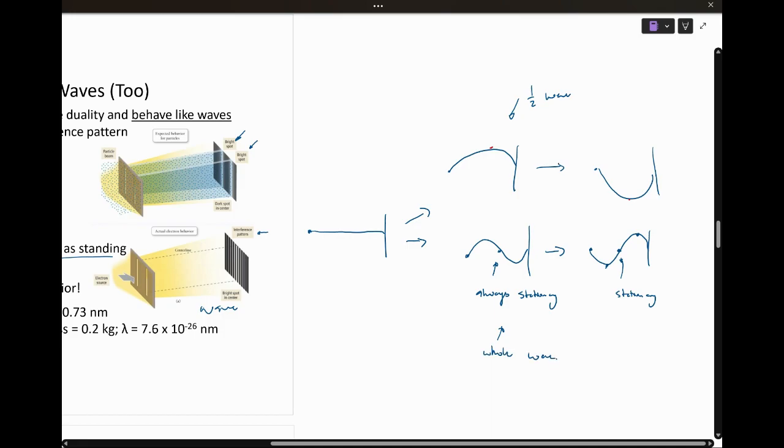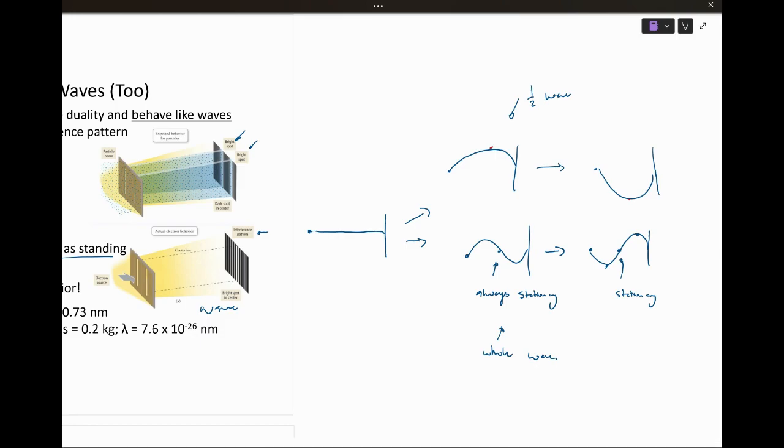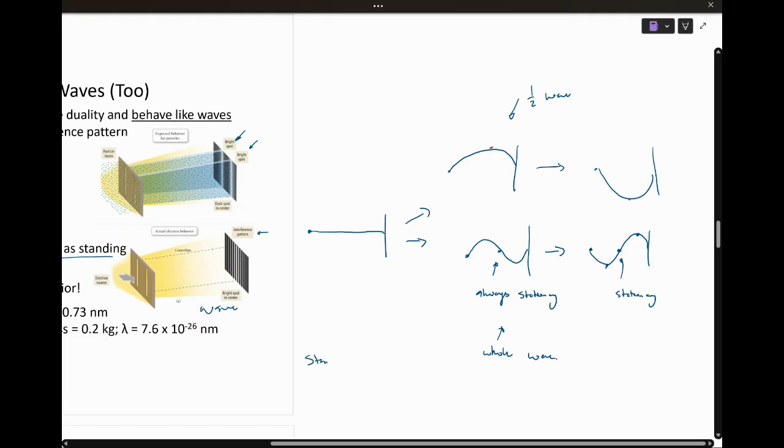And it's all just about this state of having n over 2 completions of a wave. So you could have 3 halves, 2 full waves, and so forth. But the important thing is that for a standing wave, you need some n over 2 waves, where n is some integer value.